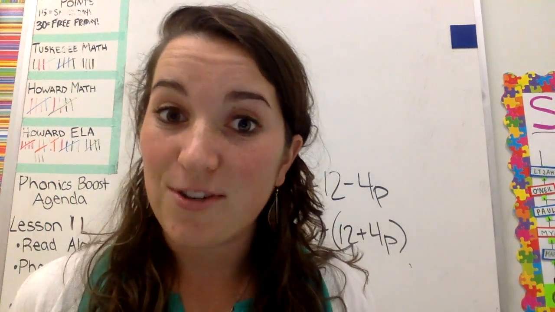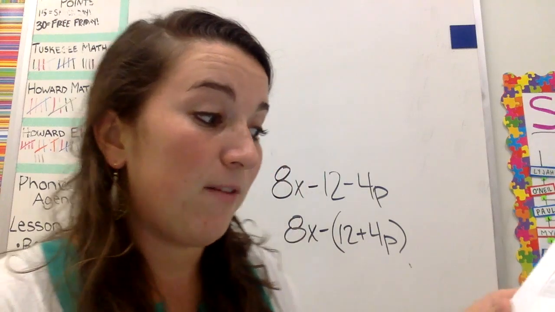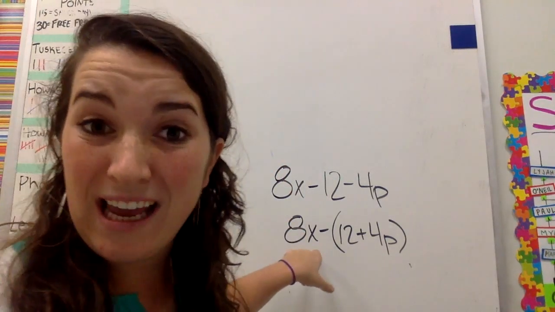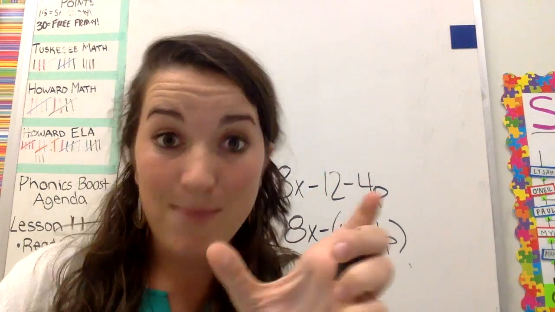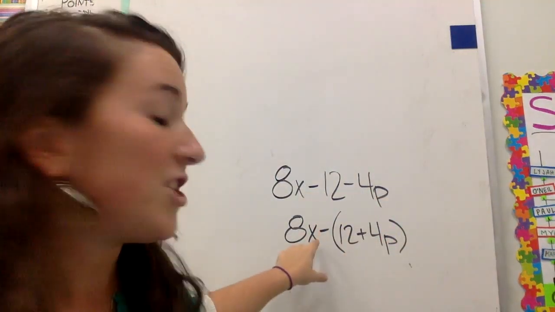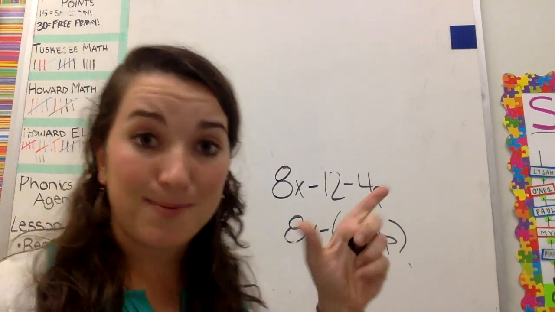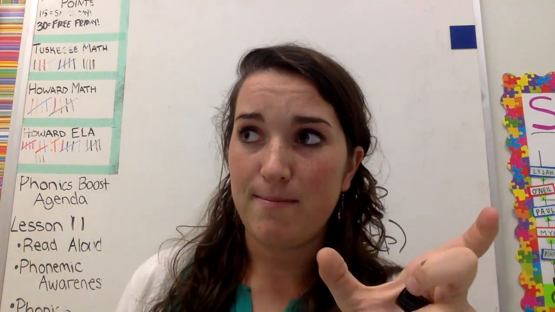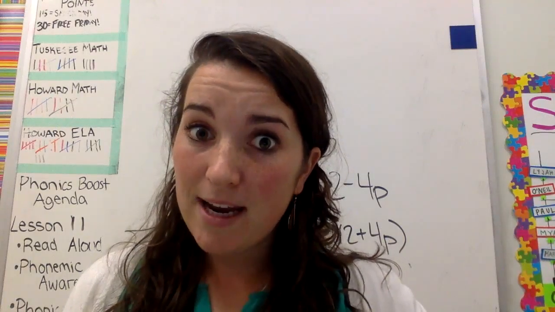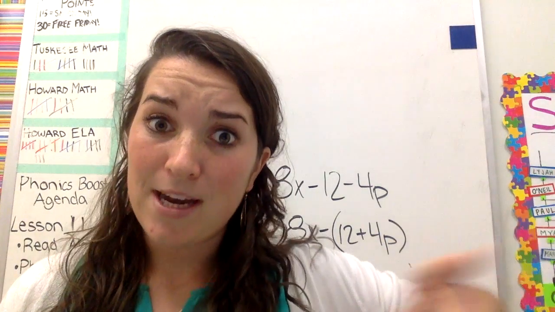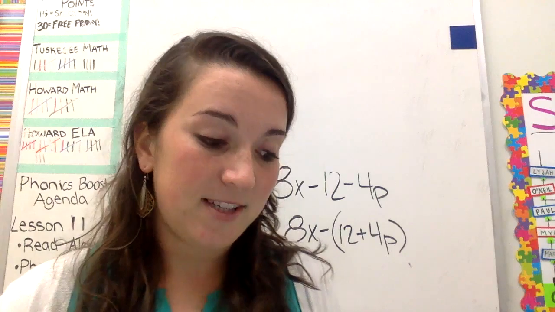So first, shout out to Greg. I'm going to read his response for the 12. So I had already told you that the 8x represents the amount of money she made by washing cars, because she washed x cars, and for each car she earned $8. So you multiply 8 and x to find the amount of money she made. But she also spent some money. So then we have to take some of that money away to figure out how much she has left.